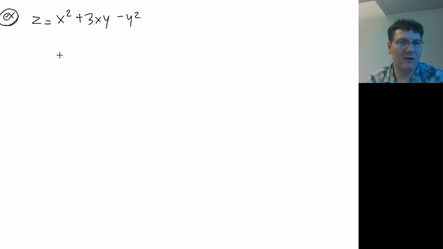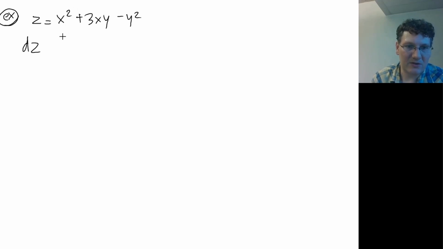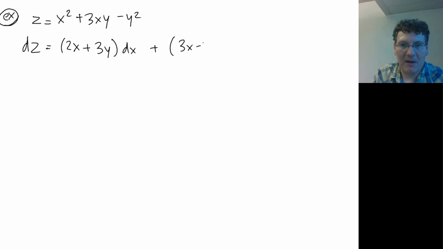Okay, so let's let z equal x squared plus 3xy plus y minus y squared. I want to find dz. Following what I've just looked at, dz is going to be the partial of this function with respect to x, which is 2x plus 3y times dx, plus the partial with respect to y, which is 3x minus 2y dy. So that's dz.